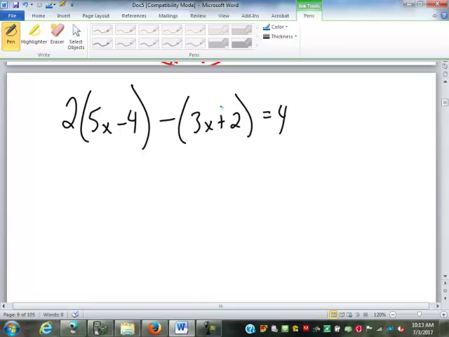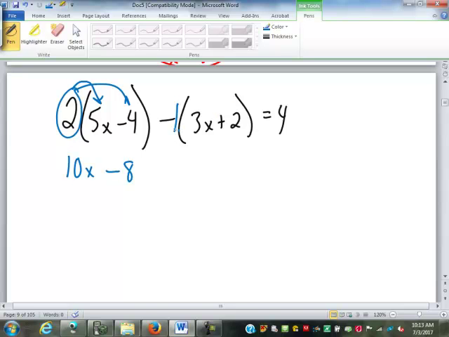You ready, or we need another minute? Take a look. Okay. First, we're going to start with the first one here. Nothing to do inside either parentheses. So we're going to do the multiplying them. So 2 times 5x, 10x, and 2 times the negative 4, negative 8. What do we have to do over here?